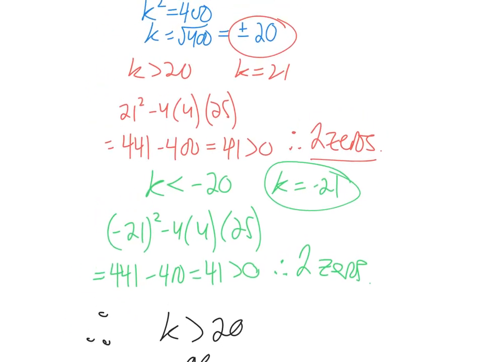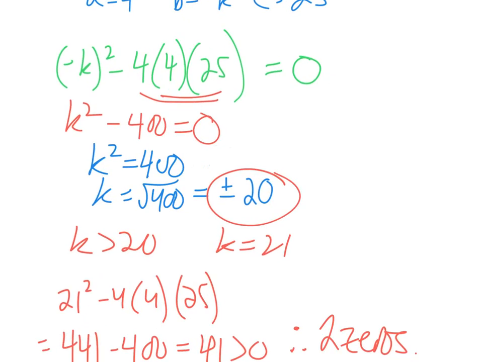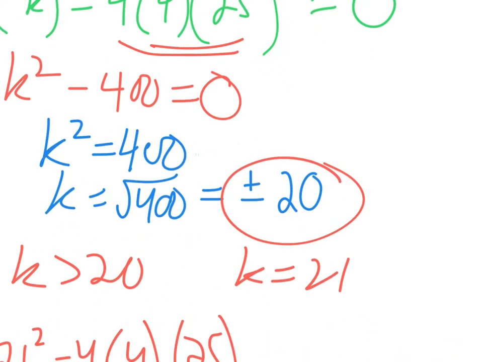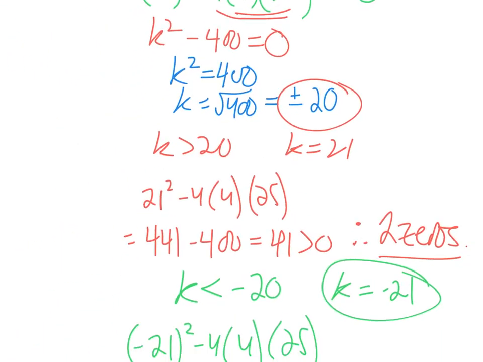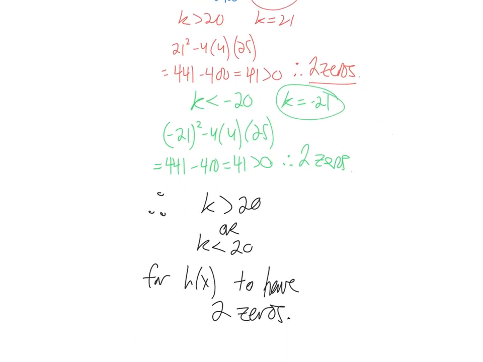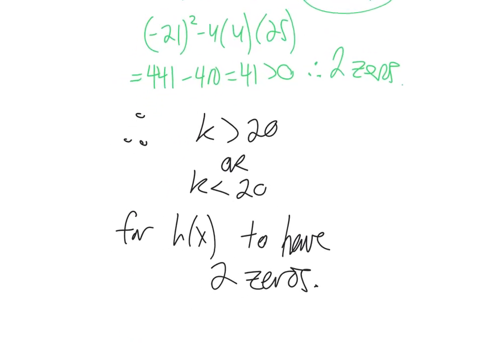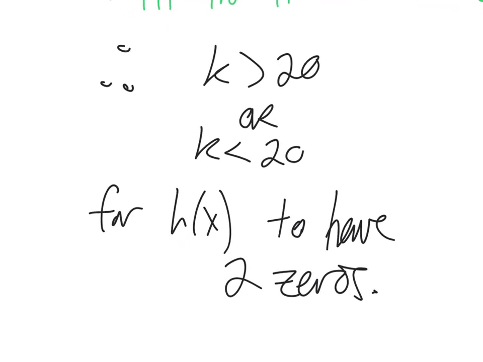The process, first we isolated the exact value that would equal 0, that's positive or negative 20. Then we analyzed if we had to go greater than or less than to lead to a positive discriminant. And in our work, we found that if k was greater than 20 or if k was less than negative 20, and we just used one example for each, the immediate number greater than or the immediate number less than, we found that the discriminant became positive in those circumstances, which in turn means that h at x will have 2 zeros.